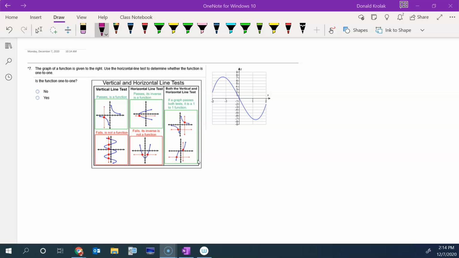All right. A graph of a function is given to the right. Use the horizontal line test and turn it into one-to-one. We call it one-to-one when each element of the domain has only one element associated with it.